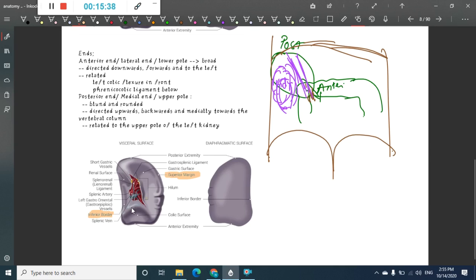Okay, then if you see the inferior border, it will separate the visceral surface, that is renal impression, from the diaphragmatic surface. It is rounded and corresponds to the lower border of 11th rib.